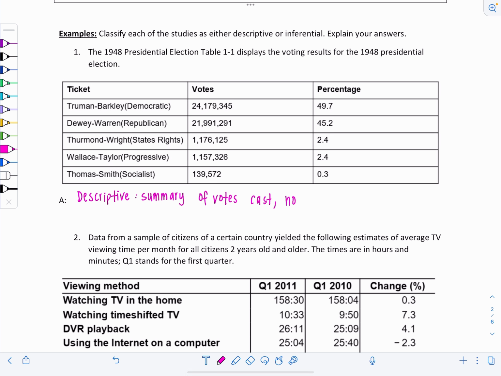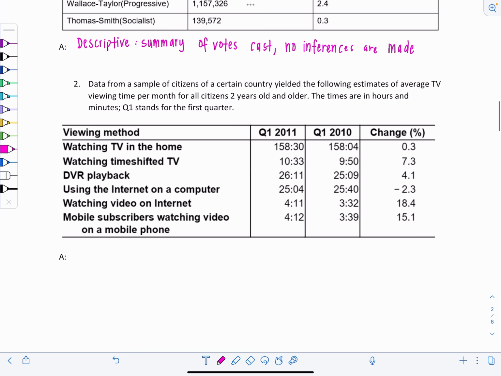No inferences are made. Okay, no conclusions or generalizations were made about voting habits of the overall population or anything like that. This is just summarizing a bunch of data. Okay, good. Let's look at another example.